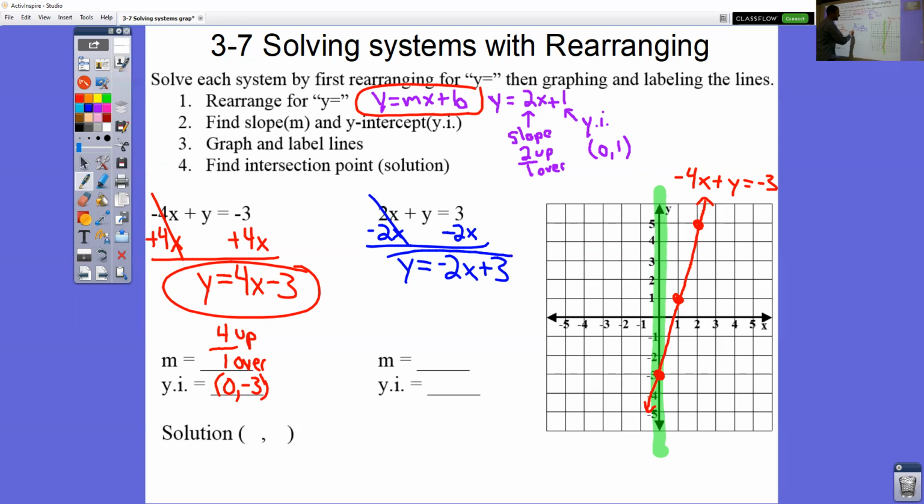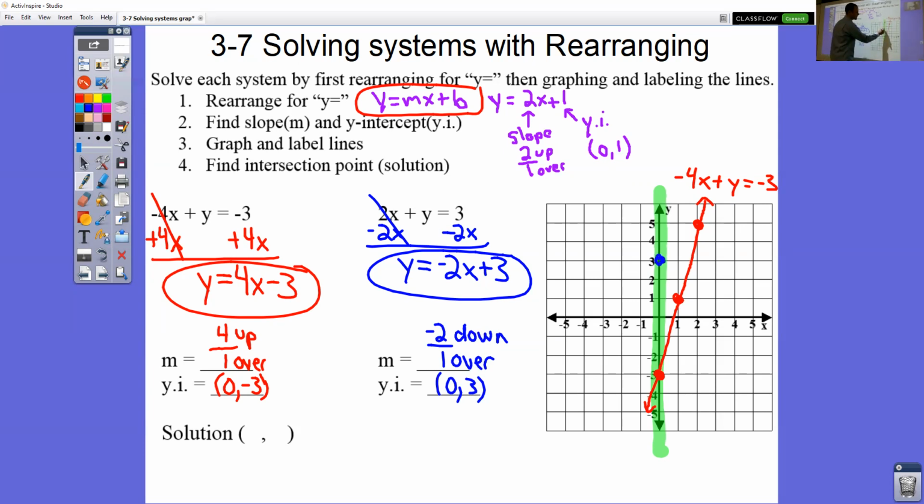So now I have my equation in the correct form. My slope is my negative 2, but when I write it, I'm going to write it as a fraction because slope is always written as a fraction. So this is negative 2 over 1. That really means down 2 over 1. My y-intercept is always written 0, comma, whatever my plus or minus is. So it's 0, comma, positive 3. That first point is always somewhere on the y-axis, somewhere on this green line.